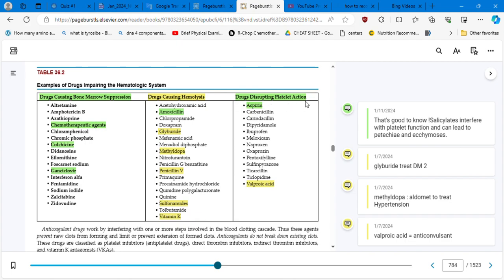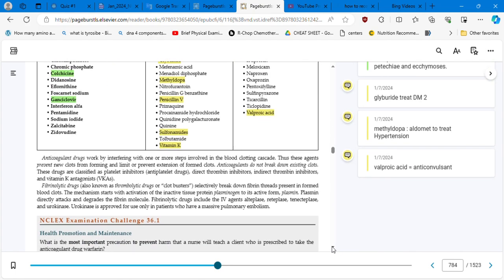Drugs disrupting platelet action, your aspirin, and that's good to know. Aspirin salicylates interfere with platelet function and can lead to petechiae and ecchymosis. And we know that petechiae are those little dots, red color, sometimes purple, that appear on the body. Valproic acid also disrupts platelet action; it is an anticonvulsant.